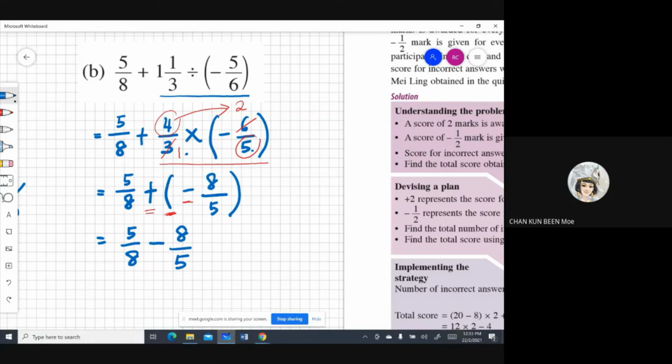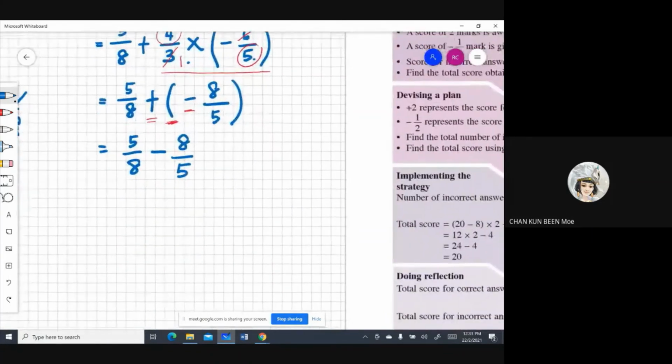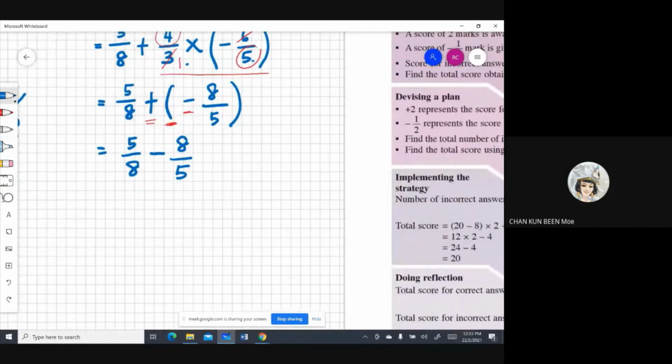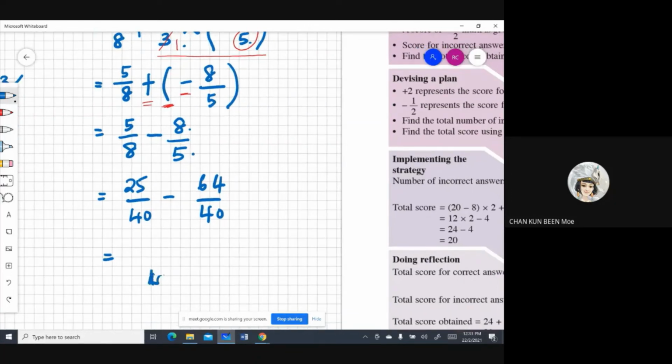Okay, now over here, because the denominator is different, so you have to find the common denominator, which will be 8 times 5, 40, right? Everything you change to 40. Minus is the same, 40. Okay, 8 times 5, 40, 5, 5, 25. Here, 5 times 8, 40, 8, 8, 64. Therefore, after you minus, the 40 remains the same.